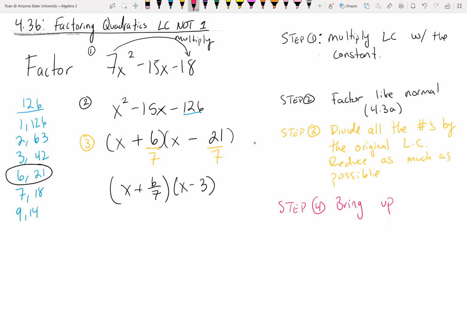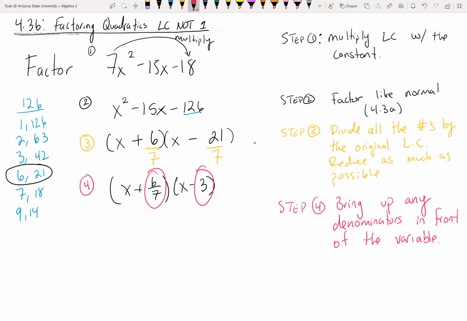Bring up any denominators in front of the variable. So here's step 4. I look at the numbers, and if there are any denominators left over, you bring it up in front. So notice how in the left parentheses, there's a 7 in the denominator. I'm going to bring it up in front. That gives us our final factored form.